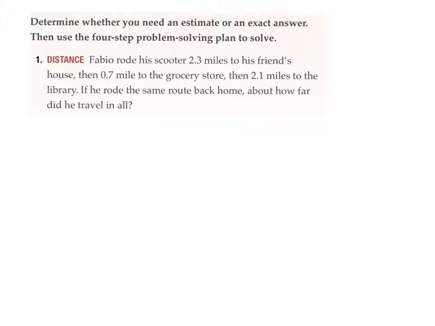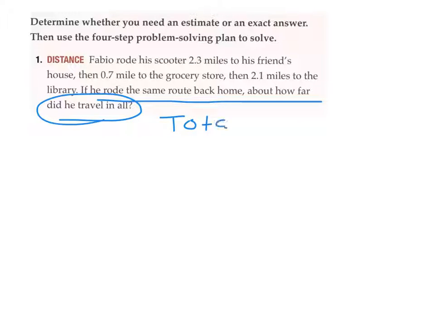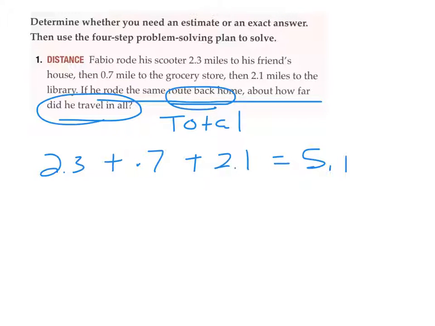In this problem, we want to know how far, so we want a total distance. Total meaning adding. So if we add 2.3 plus 0.7 plus 2.1, we get one of the distances, which is 5.1. The question is, we want to know what he traveled there and back, so we want a total. So same route back. Then we double that or add it again, and we end up with our answer of 10.2 miles.